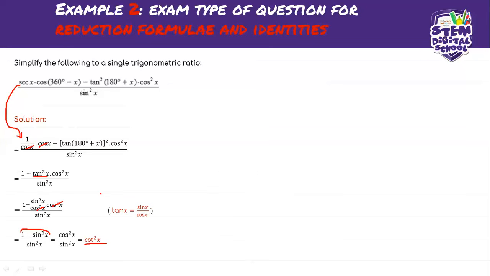I'm repeating: change, simplify, get the answer. Because we know all the reductions, we know all the reciprocals, we know all the identities. Just apply them. All right.